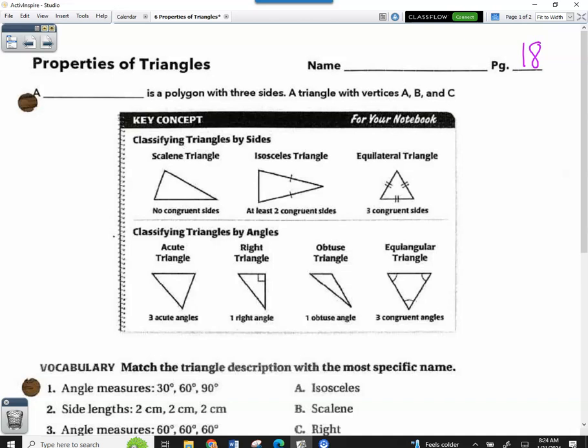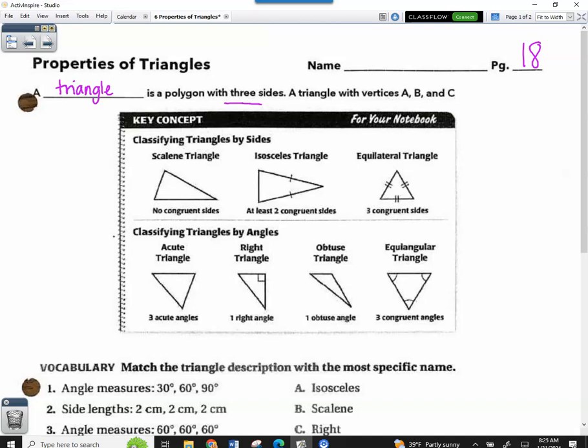We're looking at properties of triangles. And then we're going to apply the properties to solve for missing sides or missing angles of the triangles. So just a reminder that a triangle is a polygon with 3 sides and 3 vertices. You already know that. There are different types of triangles. We've talked about acute, right, and obtuse angles. They also apply for triangles.